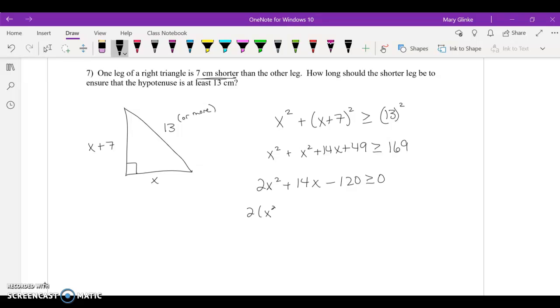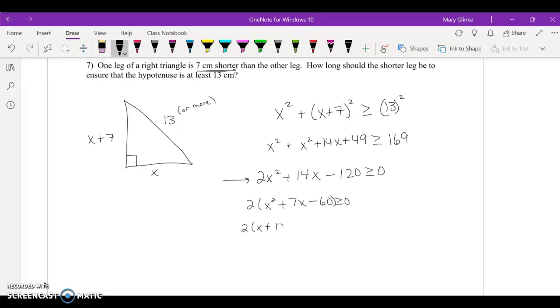You can factor out the 2. And then you can continue to factor to get 2(x + 12)(x - 5) is greater than or equal to 0, which means your zeros are negative 12 and 5, which makes sense because it would be a 5, 12, 13 right triangle. So you put everything on a number line. It'd be filled in because of the or equal to. And with this one, you have to be careful because in this context, anything less than 0 actually is not going to work because it would not be real. We can't have negative side lengths. So we really want to test from 0 to 5 and from 5 on up.